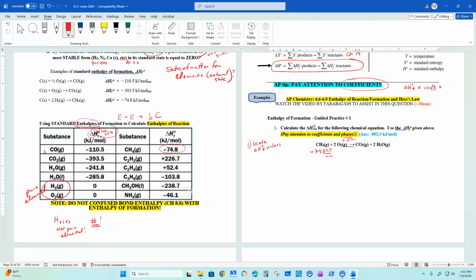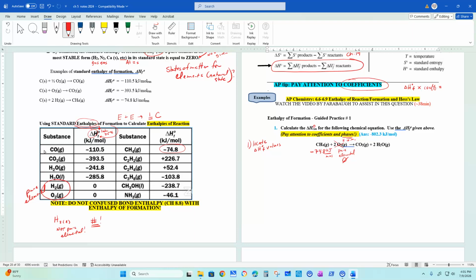Now notice right here, O2, I'm going to go and cross them out. Okay, no value. And why? Because this is its pure elemental form. Do you have to write this on the AP test? No, 0 is just fine. Okay, don't waste our time.